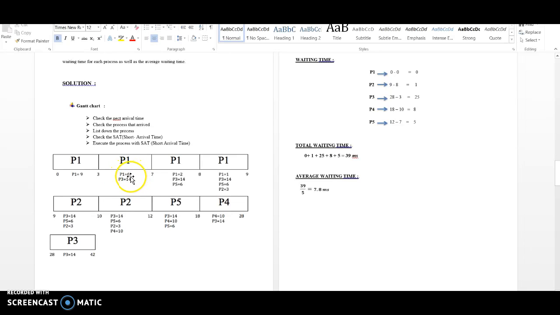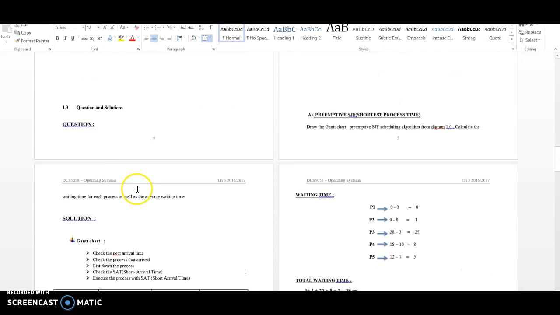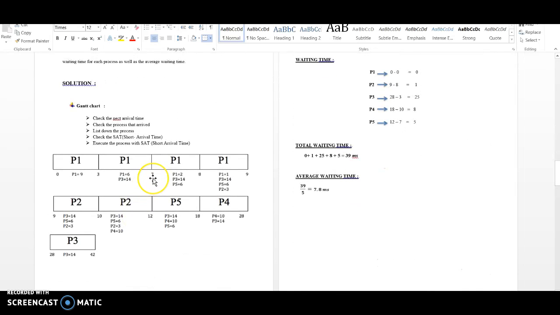burst time here. So we repeat the same step again. The next arrival time is 7. So we look here, 7, the burst time of P5 is 6. So we move on to the next step, 7. We list it up: P3 14, P5 equals 6, P1 equals 2, because the elapsed time from 3 to 7 is 4. So we minus it from 6, and we get 2 balance. So we write it up here.